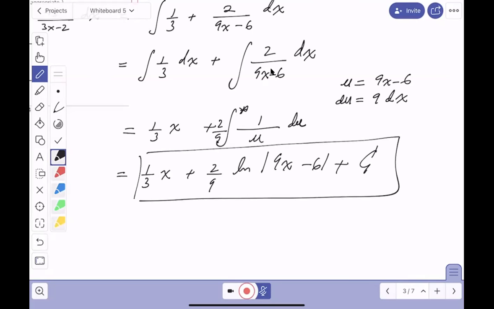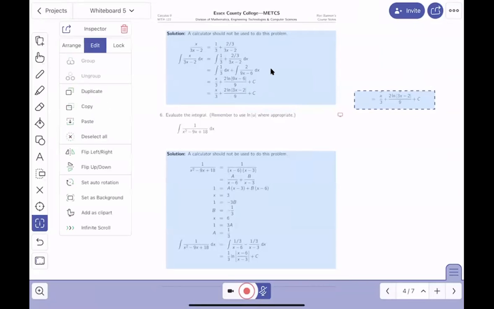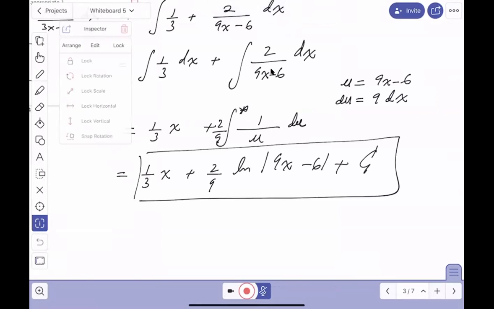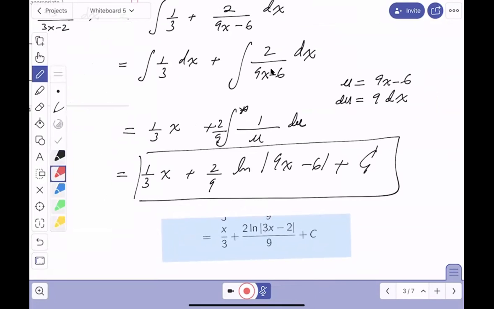I could certainly check that by differentiating. A little tired though, and certainly I realize people get tired when they're doing homework, but I'm going to grab this answer here, and I'm going to copy it. I'm going to go back over here. I'm going to paste it. I want to see if I did a good job. And let's take a look. Get my red pen out. Got the 1/3 of an x. I see that. And I got 2/9 natural log.